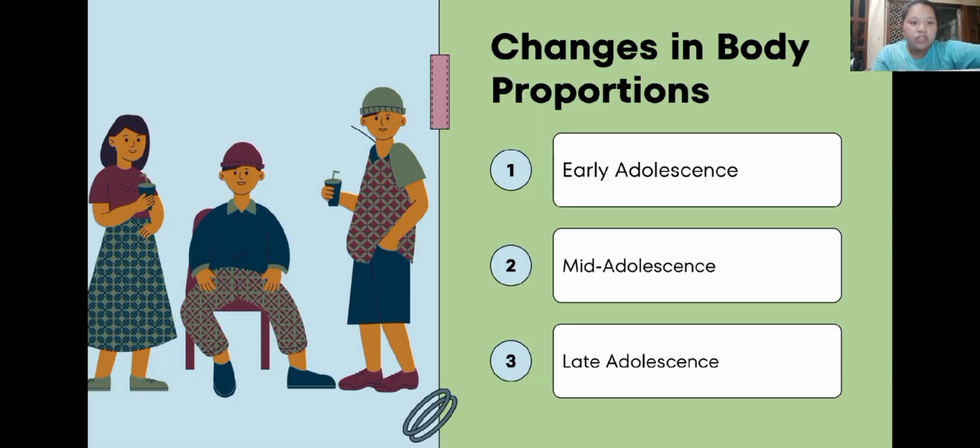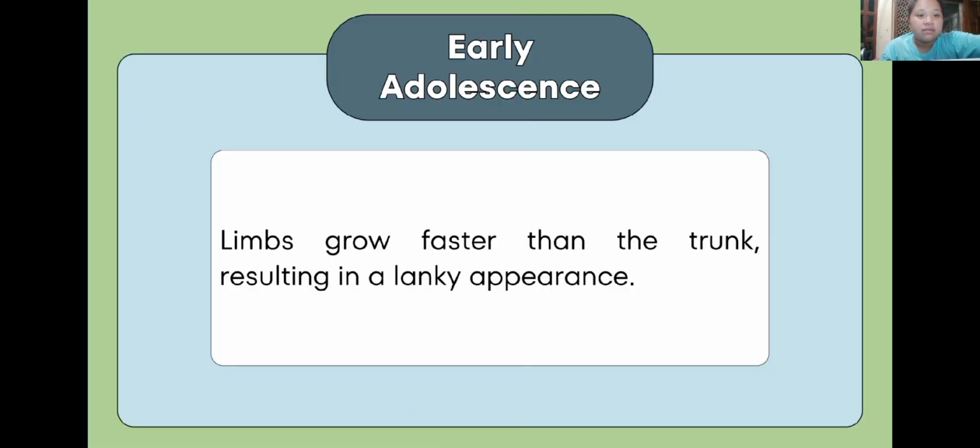Let's talk about the changes in the body proportion in the early adolescence, mid adolescence, and the late adolescence. So in early adolescence, limbs grow faster than the trunk, resulting in a lanky appearance. So in early adolescence, diri nga stage is kasagaran modako or mutubo kay ang mga arms or ang legs. That is why it's giving murag lanky siya tan-aw. What I meant about lanky is mas dako ang bukton ug ang iyang legs kesa sa iyahang body.